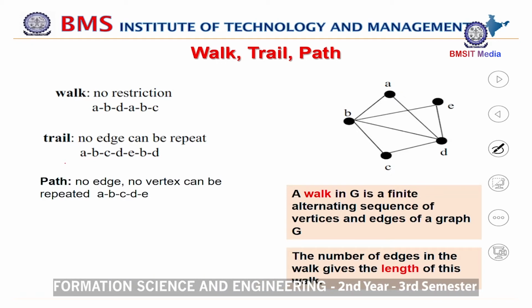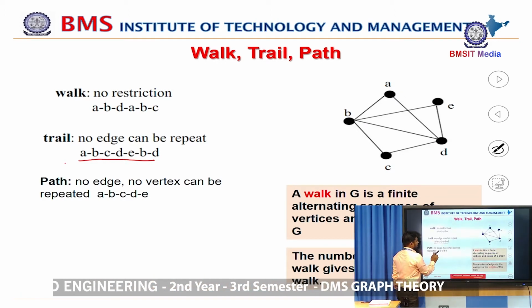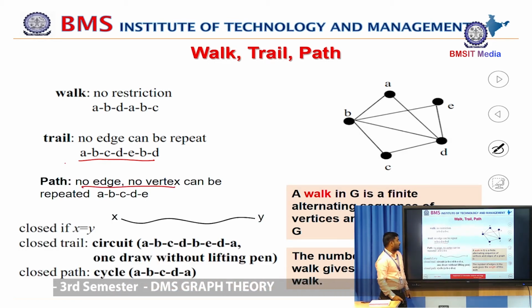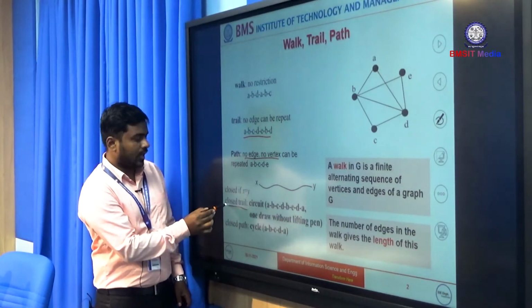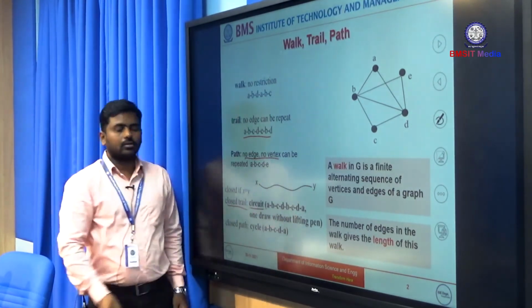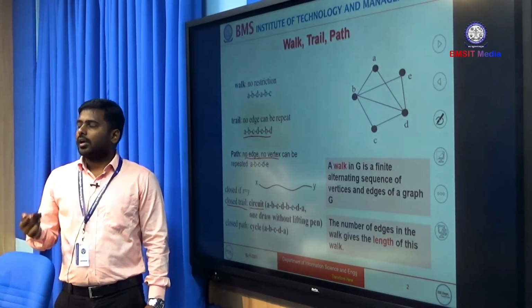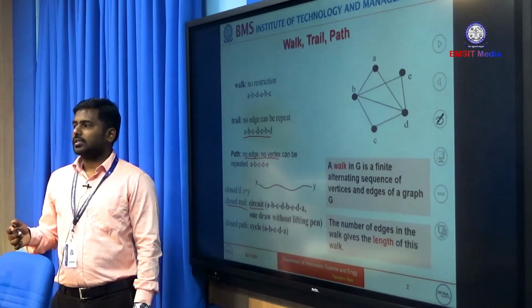In the path, the vertices as well as edges are not repeated. Now, see what is a circuit. A circuit is nothing but a closed trial. What is a trial? Here the edges are not repeated, and if we start with the same vertex and reach the same vertex, then we call it a circuit.